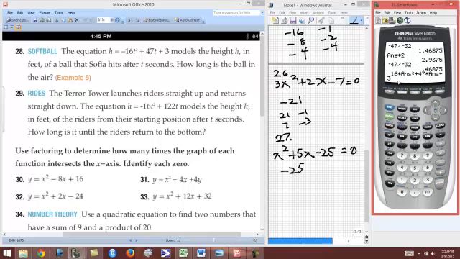Let's double check. Negative 16 times the x-coordinate of the vertex squared plus 47 times the x-coordinate of the vertex plus 3 will give us the maximum height. So let's hit enter. The maximum height is only 37 feet. Okay, so let's go back to our window.